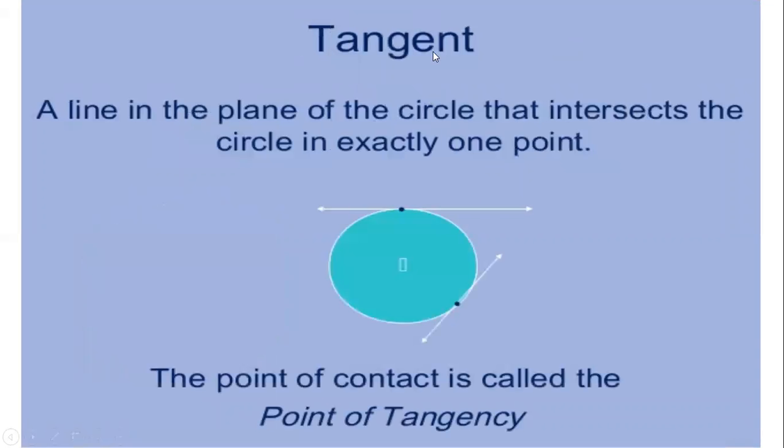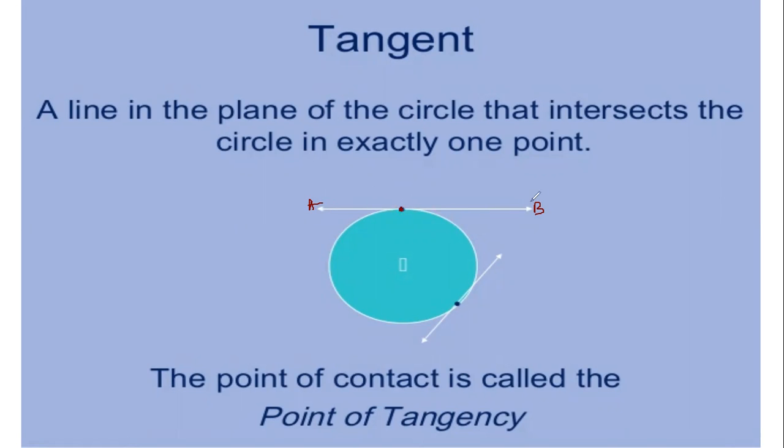If we look at what we call a tangent, it is a line in the plane of the circle that intersects the circle in exactly 1 point. So we can also call it the line that is drawn and touches the circumference of the circle at only 1 point. You can see this line here, if I call it the line AB, this line AB touches the circle at only this single point. There is nowhere else that touches the circle.